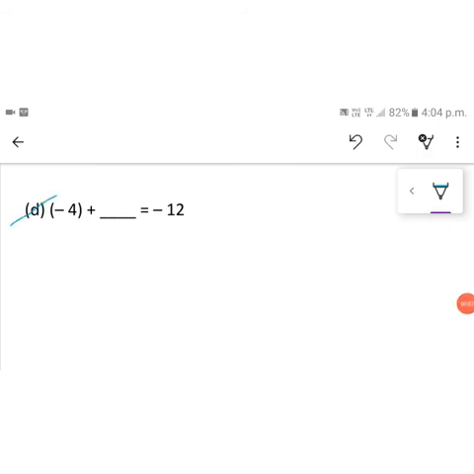D part. Minus 4 plus dash equal to minus 12. Let x be the missing number. Minus 4 plus x equal to minus 12. X equal to minus 12. Take the minus 4 to the right hand side. It becomes plus 4.